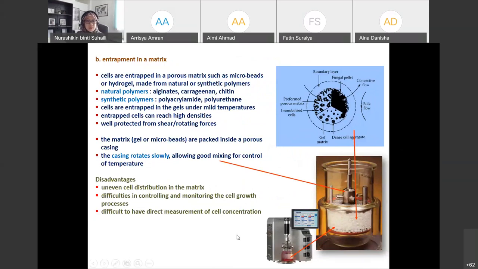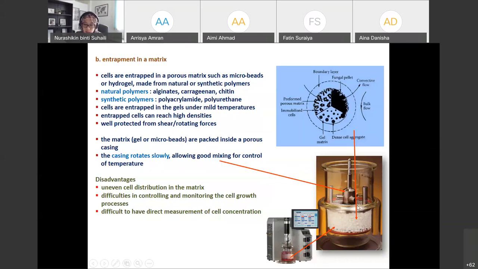Okay, thank you. So just now we talked about attachment again. So this one is entrapment. Okay? The cells are entrapped in the matrix. So the matrix ni, it looks like beads. Contohnya macam ni, it's like many beads here. And each of the beads containing many cells inside. Okay. So this one is a bioreactor lah. This is a special bioreactor for animal cell cultures.